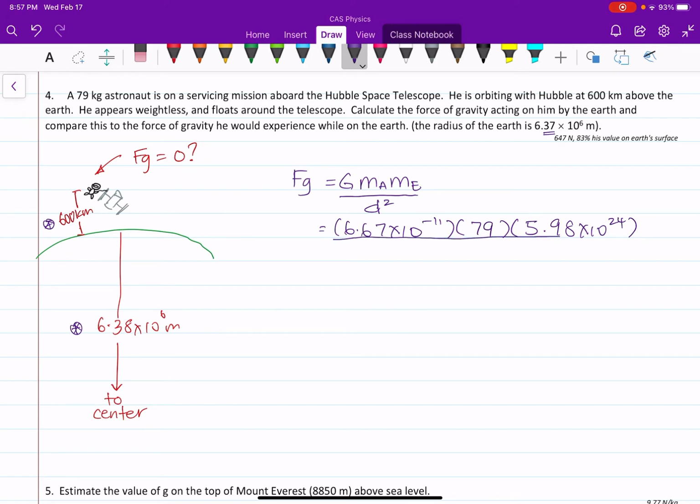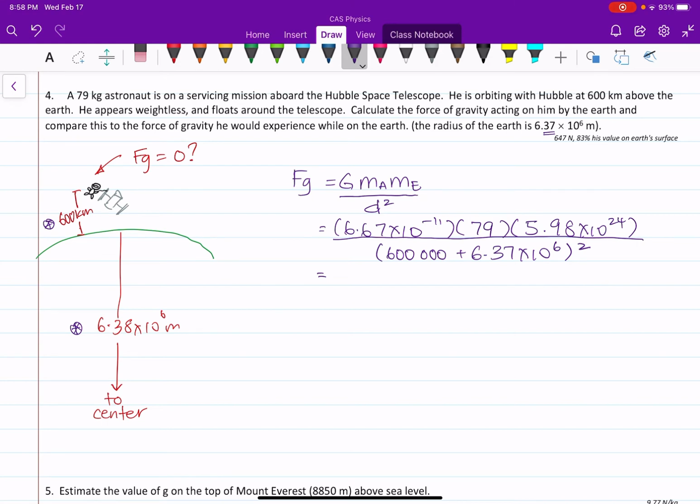For this problem, I'm going to use the number that I give you so that hopefully our answer will be accurate. So when I find the distance to the center, I'm going to take the 600, but it's in kilometers, so I'm just going to make it meters: 600,000 plus 6.37 times 10 to the 6th meters. And then I'm going to square all that. This is kind of a doozy to put in your calculator, so just really be careful. A lot of the times, if you get it wrong, it is a calculator issue.